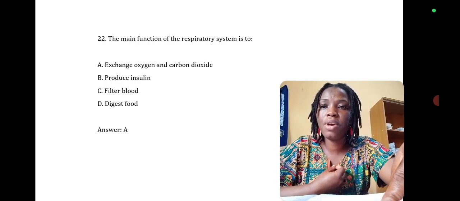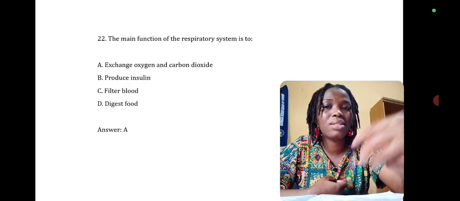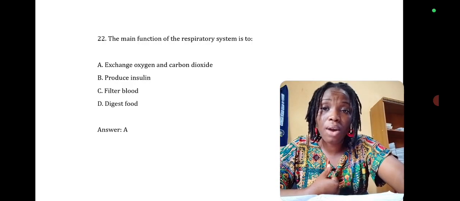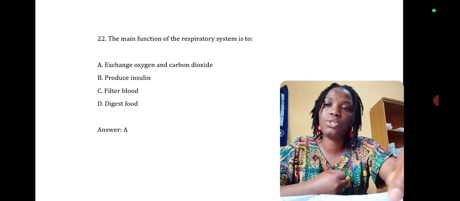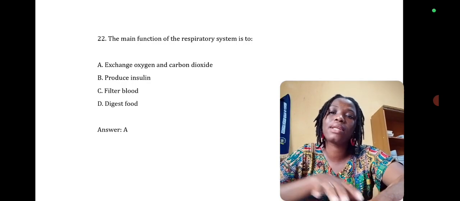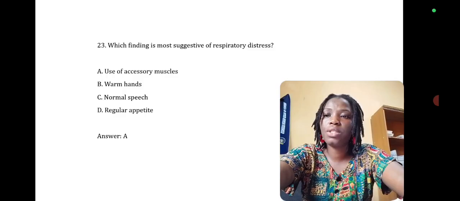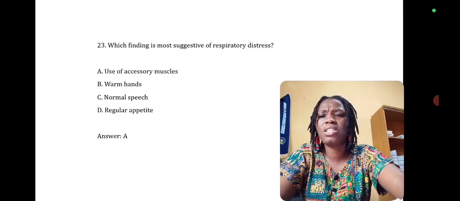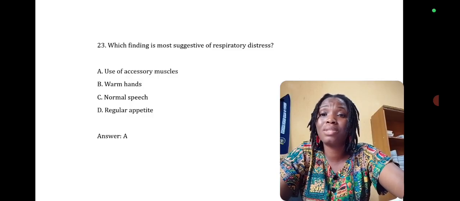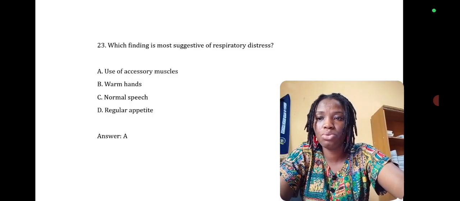Number 22, they said the main function of the respiratory system is to do what? Is to take in oxygen and take out carbon dioxide, because carbon dioxide is a waste. So it exhales carbon dioxide and inhales oxygen. So your answer is A, exchange oxygen and carbon dioxide. That's the main function of the respiratory system. Number 23, which finding is most suggestive of respiratory distress? When somebody is in distress, it means you are in discomfort. Respiratory distress means the person is finding it difficult to breathe.